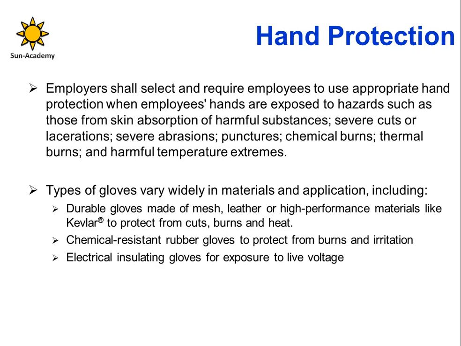Hand protection. Employers shall select and require employees to use appropriate hand protection where employees' hands are exposed to hazards such as those from skin absorption of harmful substances, severe cuts or lacerations, severe abrasions, punctures, chemical burns, thermal burns, and harmful temperature extremes. Types of gloves vary widely in materials and application, including durable gloves made of mesh, leather, or high-performance materials like Kevlar to protect from cuts, burns, and heat, chemical-resistant rubber gloves to protect from burns and irritation, and electrical insulating gloves for exposure to live voltage.